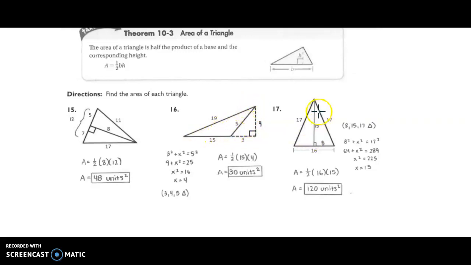For 17, this is an acute triangle, meaning all of the angles are less than 90 degrees, and so therefore the height is going to be inside the triangle here.